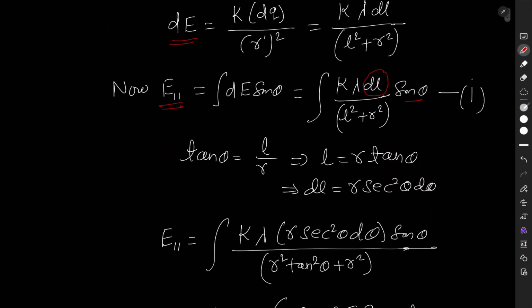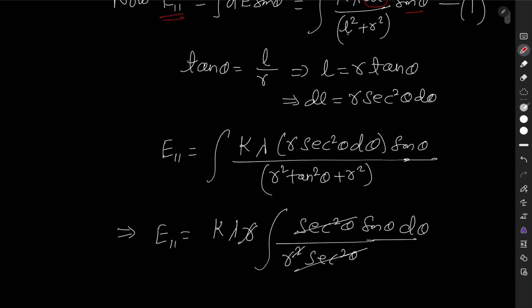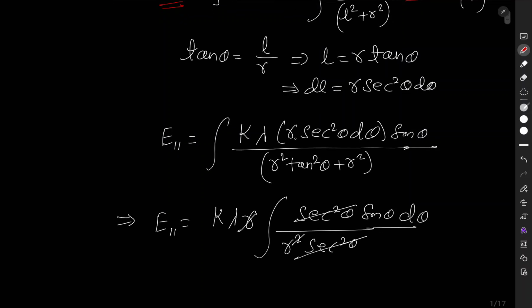So we can write dl as r sec square theta d theta, k lambda as it is, and here it is sin theta, and here l is r tan theta. So there will be r square tan square theta plus r square. We can take r square common here, and one r will be cancelled by one power of this r. There will be k lambda, sec square theta, and because here there will be tan square theta plus 1, which is sec square theta, the sec square theta cancels out, and there will be sin theta d theta only.